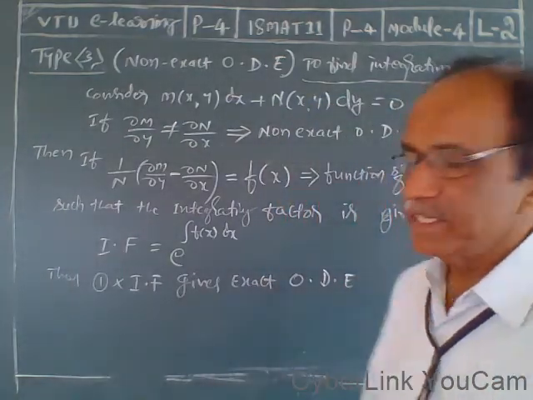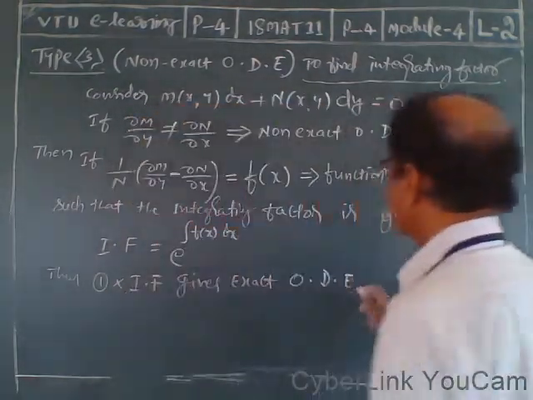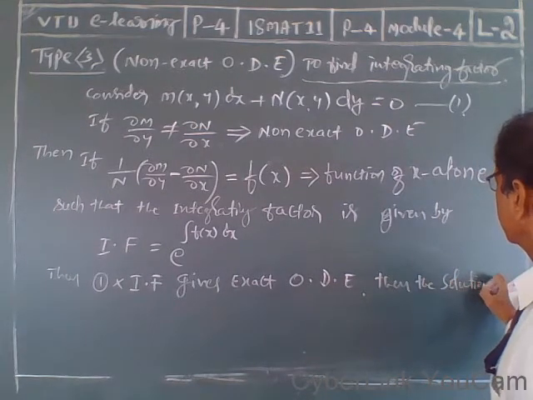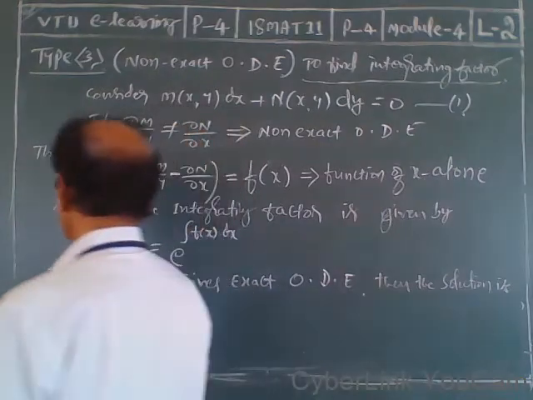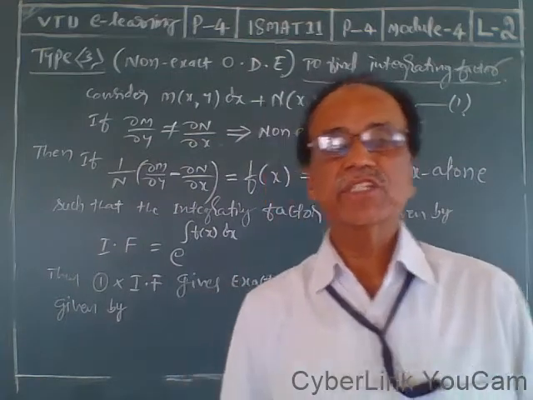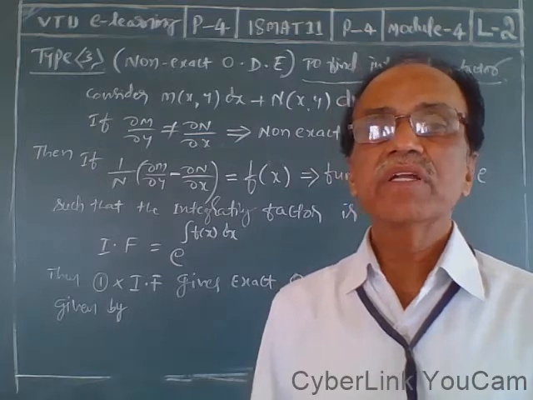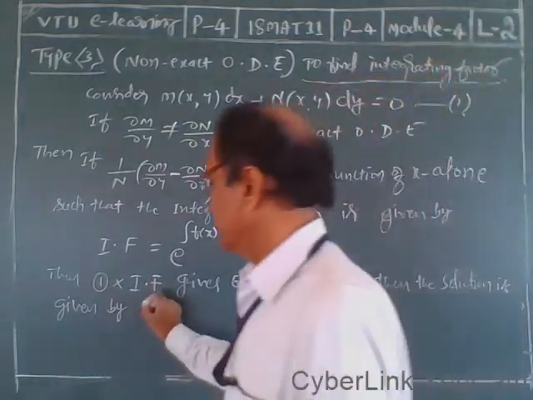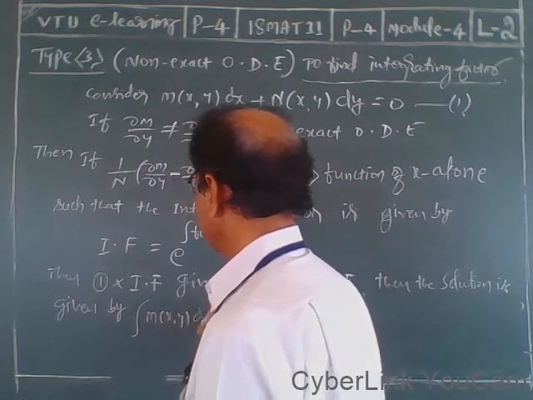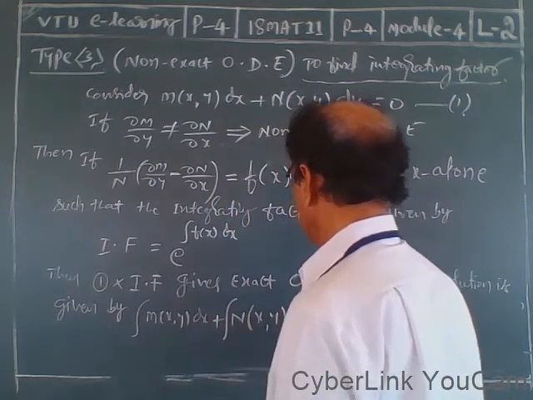Once it is exact, then the solution is given by, as usual, you take the integration of the first term keeping y as constant, plus the integration of the second term, taking only terms free from x. That is, integration of M(x, y) dx plus integration of N(x, y) dy is equal to a constant.